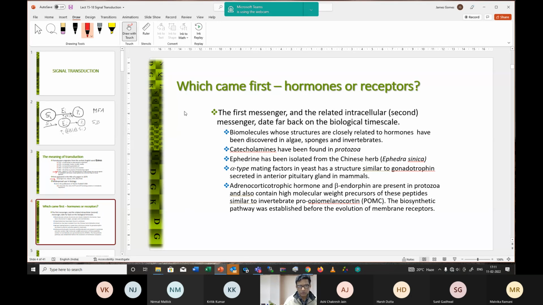And this goes to state what I'd said in the previous lecture, that because we have a lipid bilayer separating the cell from its environment, we can often ask the question, what came first, the hormones or the receptors?